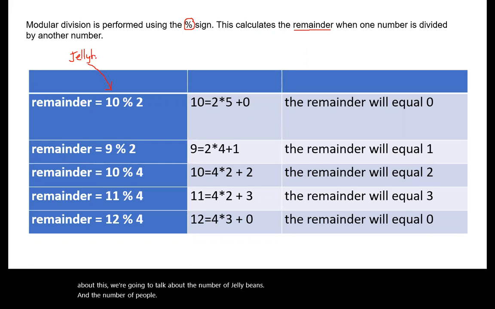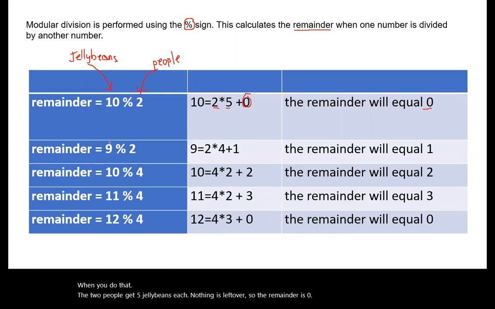So imagine we have 10 jelly beans and we have 2 people. Is there a way to split the jelly beans evenly between the people? And the answer is yes. Everyone would get 5 jelly beans. When you do that, the 2 people get 5 jelly beans each. Nothing is left over, so the remainder is 0.